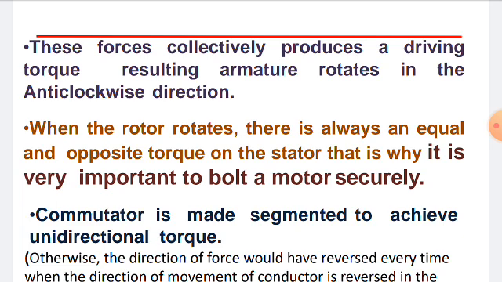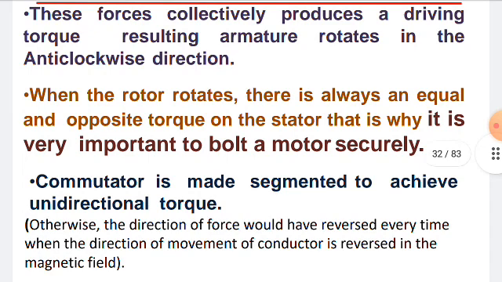Commutator is made segmented to achieve a unidirectional torque. Otherwise, the direction of force would have reversed every time the direction of movement of the conductor is reversed in the magnetic field.